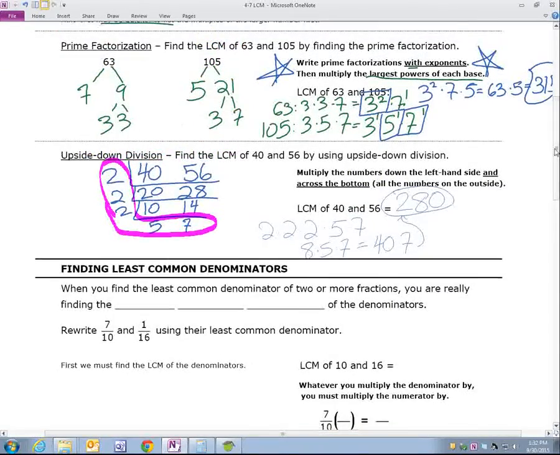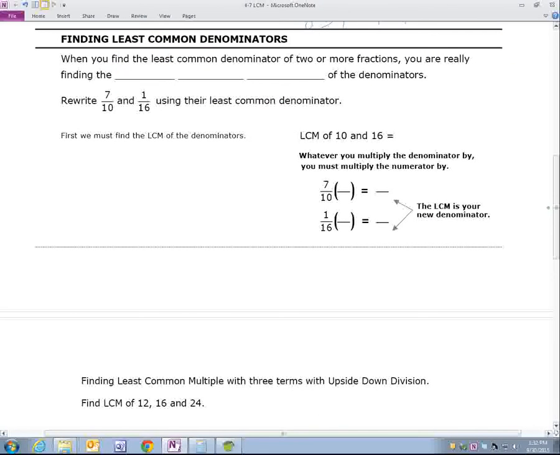All right. Did you know that when you find the least common denominator of two or more fractions, you're really finding the least common multiple?